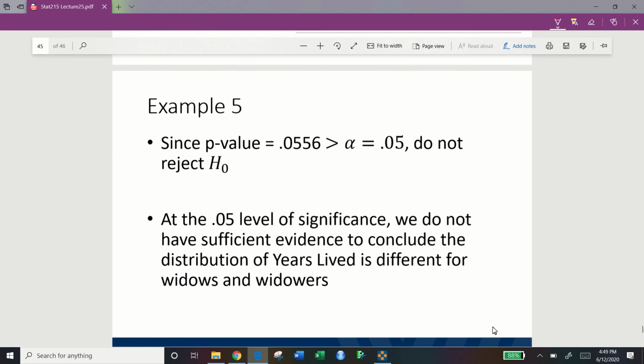Since our p-value is equal to 0.0556, which is greater than alpha at the 5% significance level, we do not reject the null hypothesis. This means at the 5% significance level, we do not have sufficient evidence to conclude the distribution of years lived is different for widows and widowers.